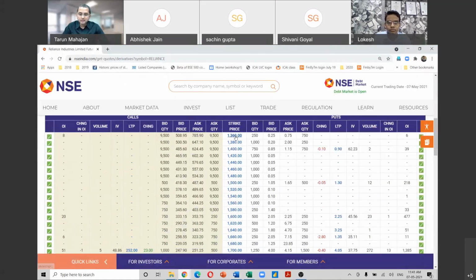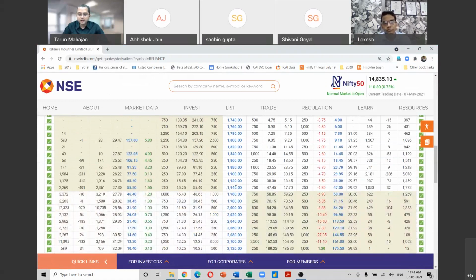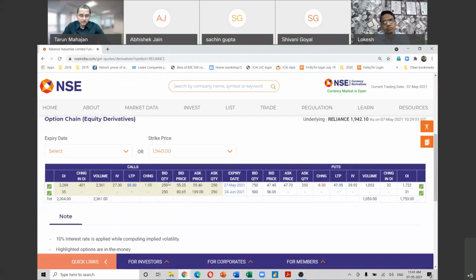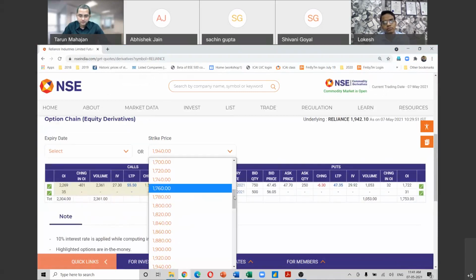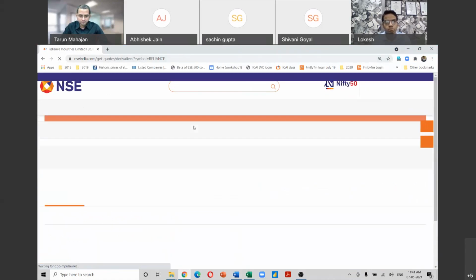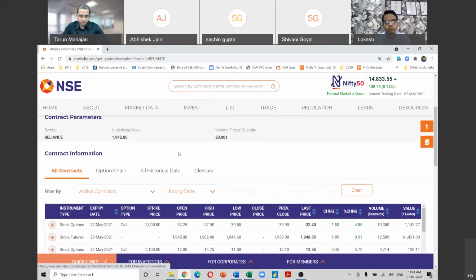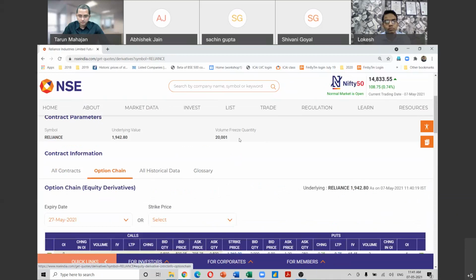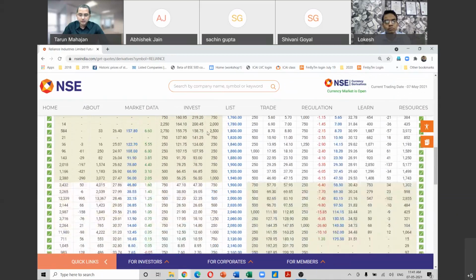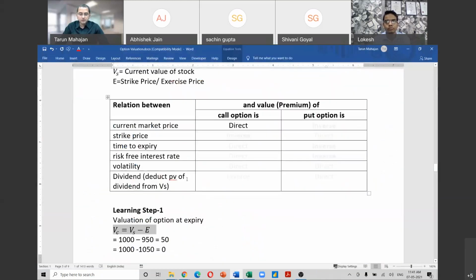Look here, 1360 is the strike price, option premium is 785. And if you choose 1940 as the strike price, option premium is just 55 rupees, right? Look here, 1360, 787 is the premium. And 1940, only 55 rupees is the premium. Higher the strike price, lower the call option premium. So there is an inverse relationship.